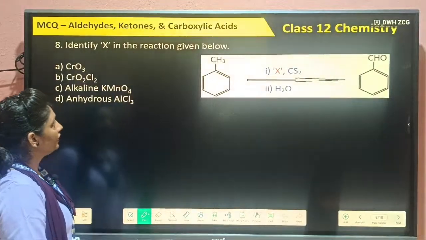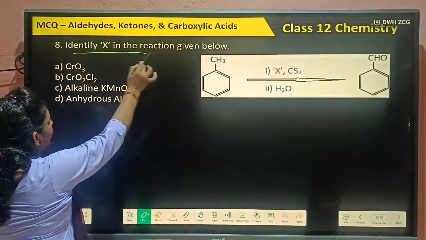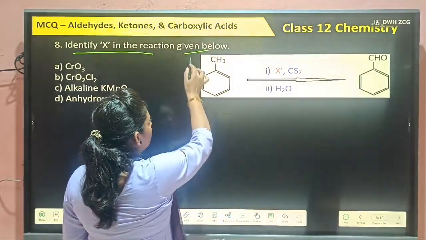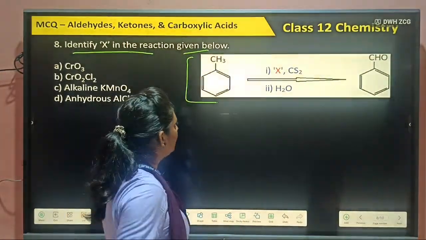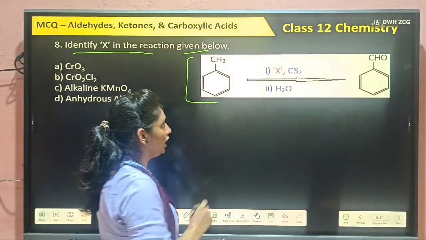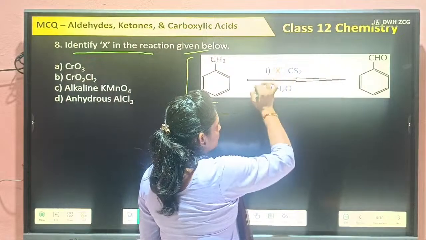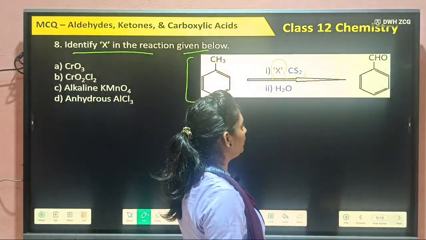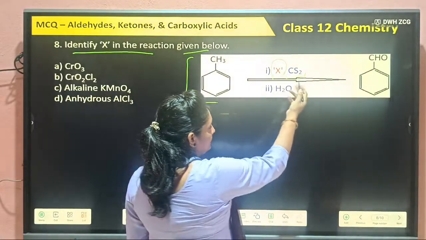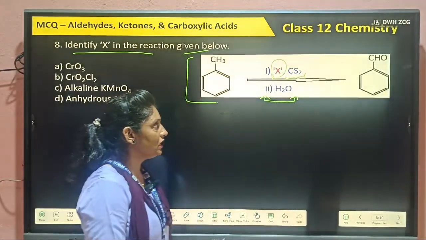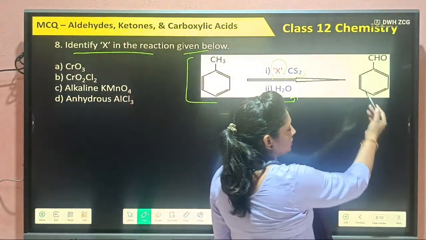Now students, next question: identify X in the reaction given below. Okay, this reaction is given to us. Here we have toluene, methyl benzene. Okay, this is X. Solvent is carbon disulfide, and in the second step it is followed by the hydrolysis. Then it gives us benzaldehyde.